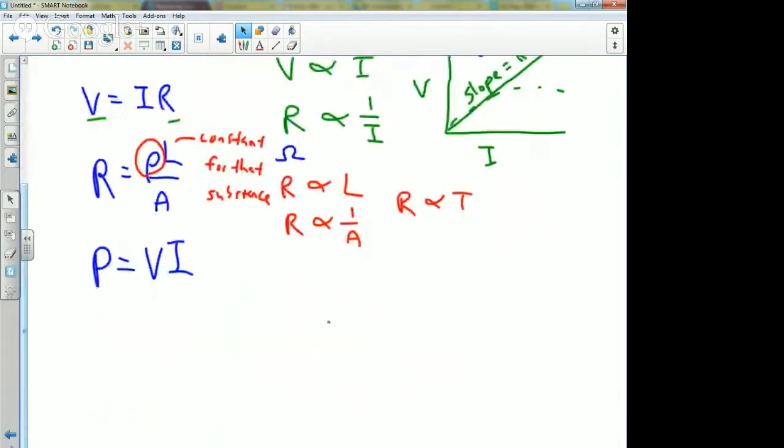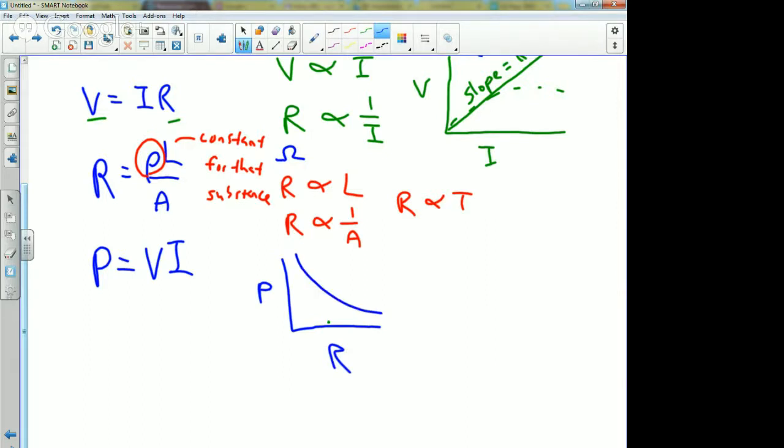Let's take a look at P equals VI. Well, P equals VI is very commonly used in conjunction with V equals IR, because you might have to solve for the voltage or current of one based on the resistance. However, the hard part of P equals VI is knowing the graph. Power versus resistance is easy. As resistance goes up, power decreases, right? The more resistance there is, the less current there is, the less bright the light bulb will be.